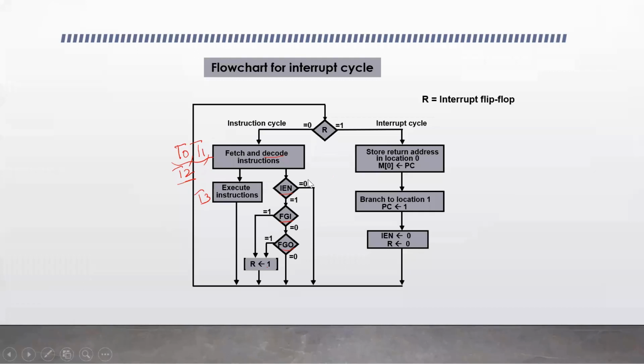Meanwhile, during the execution, IEN is checked for newly coming interrupt signals. So when there is an interrupt, R will be set to 1. When the cycle repeats, R is again checked, right? When R is 1, the interrupt cycle, the instructions given here, are executed. The first phase of this interrupt cycle is that we need to store the return address.